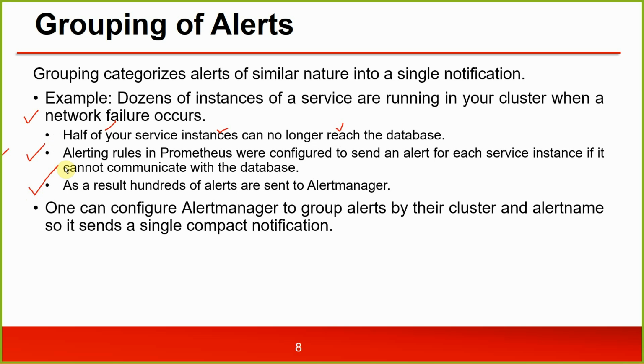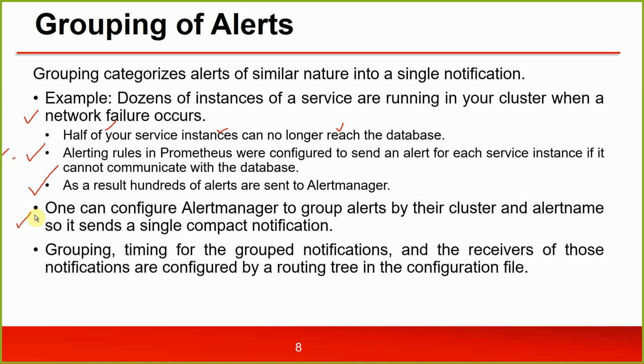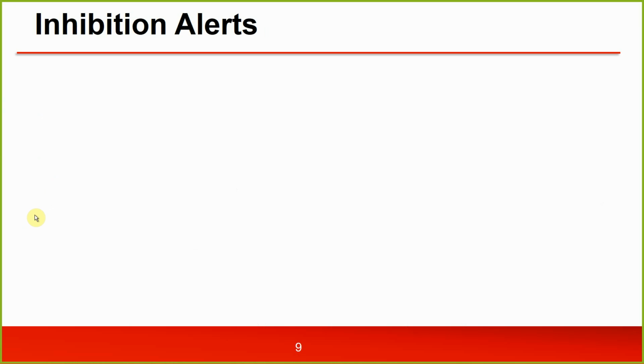One can configure Alert Manager to group alerts by their cluster and alert name so that it sends a single compact notification rather than hundreds of separate individual notifications. Grouping, timing of group notifications, and receivers of those notifications are configured by the routing tree in the configuration files.